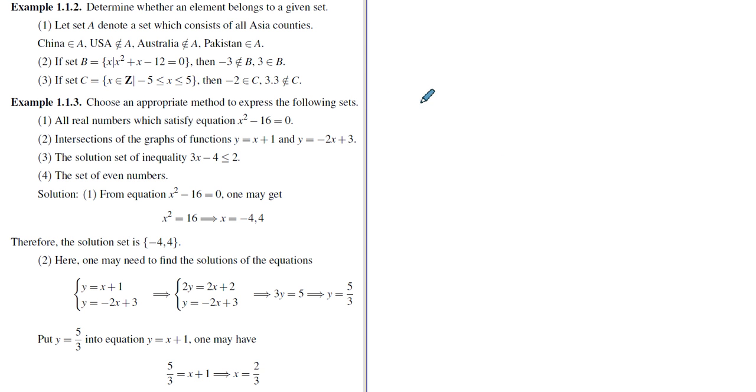In this video segment, we would like to do example 1.1.2. Determine whether an element belongs to a given set. If we let set A denote a set which consists of all Asian countries, then China belongs to Asian countries, and so does Pakistan.